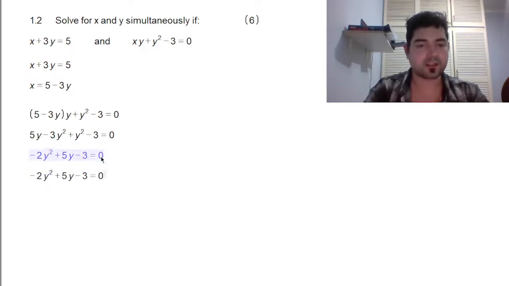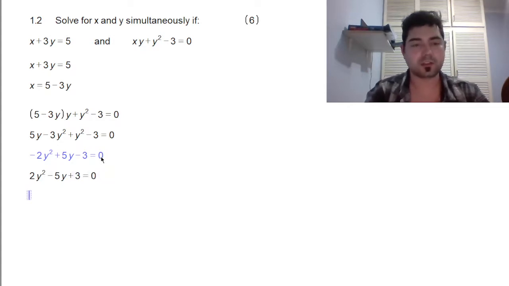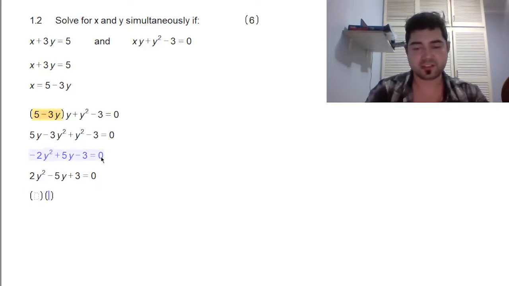I'm going to take away that negative. Divide throughout. Remember, everything changes sign. Okay. Next thing I'm going to do is factorize this. So this type of equation is pretty hairy when it comes to factorizing it.